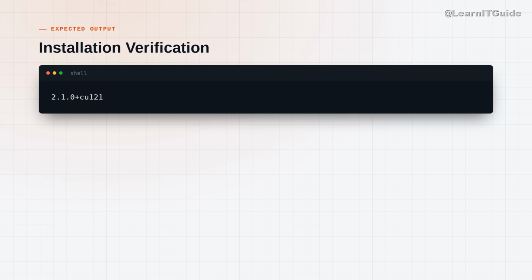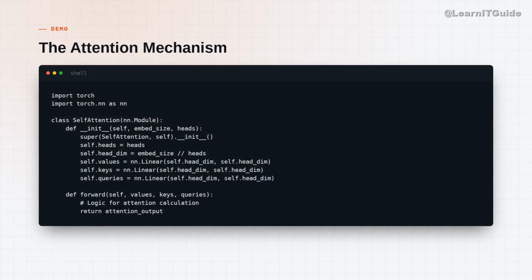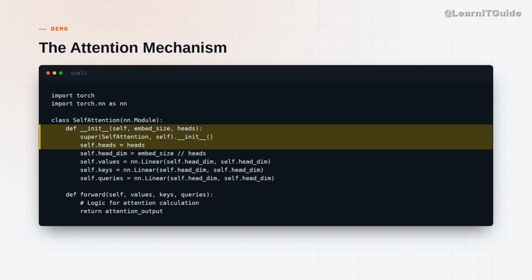Now, let us build the attention layer. Here is the core logic. Notice how we define the number of heads and the head dimension on lines 5 through 7. This is crucial for splitting the attention.